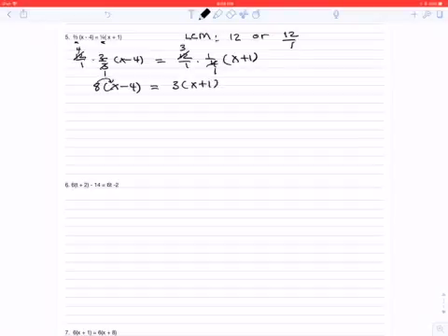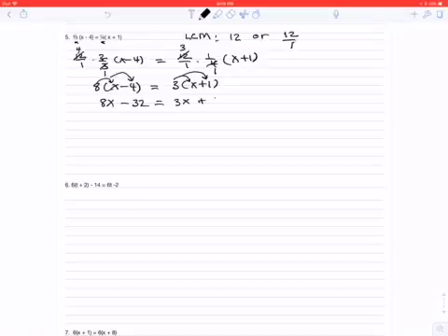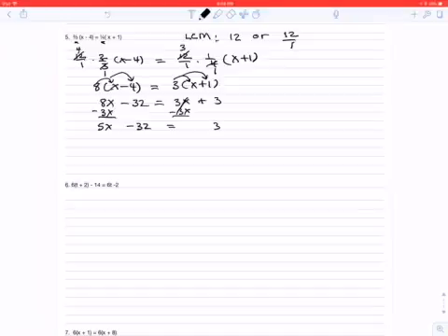Now distribute the 8 to each term inside the first set of parentheses to get 8x minus 32. Distribute 3 to each term inside the second set of parentheses to get 3x plus 3. Now I have x's on two sides of the equal sign. I've got to get rid of the x's on one side. Let's get rid of the smaller one. I'll subtract 3x from both sides. So I have 5x minus 32 equals 3.